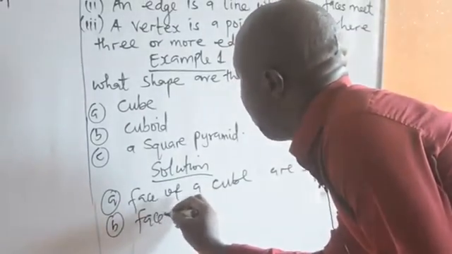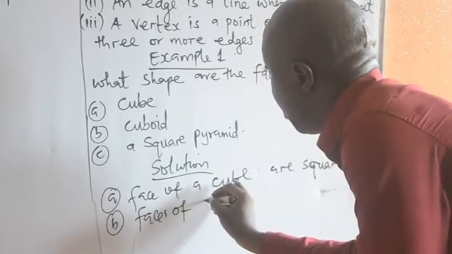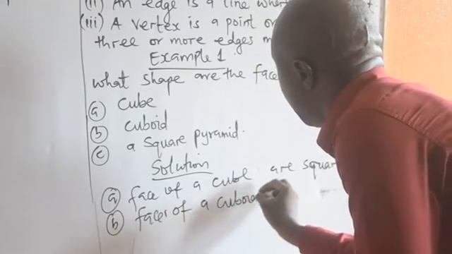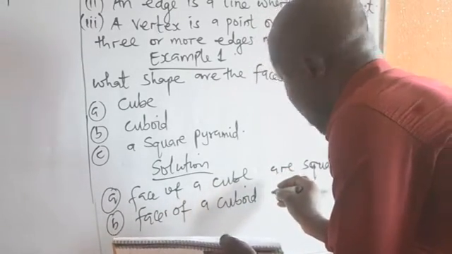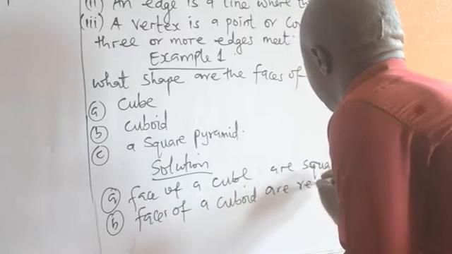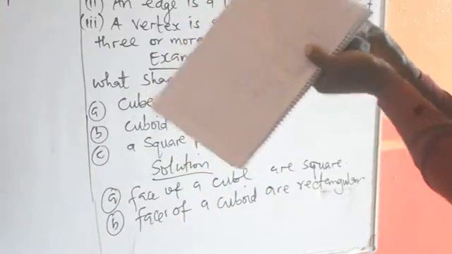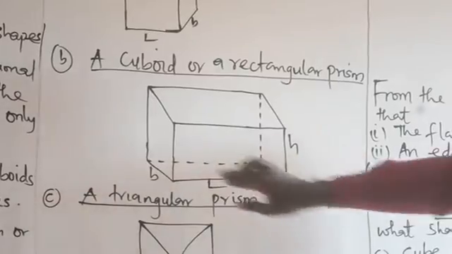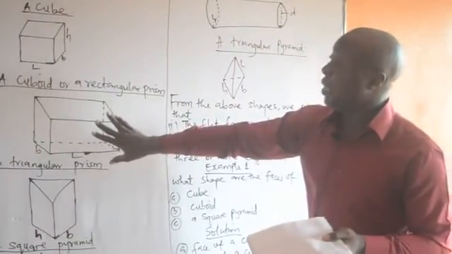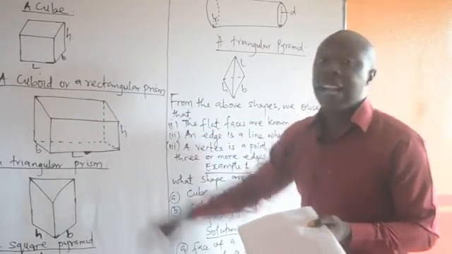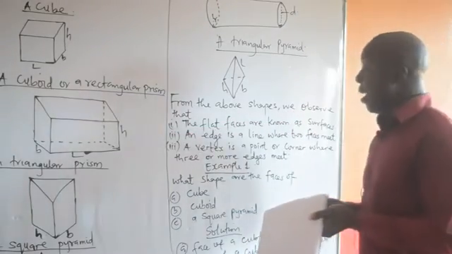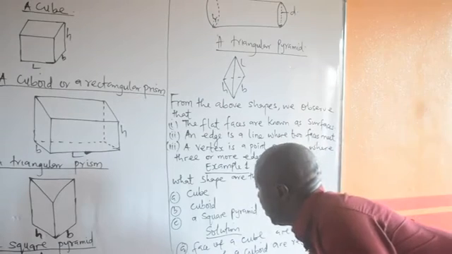B. Faces of a cuboid are rectangular. So when you look at the face of this cuboid, it has what? A rectangular shape. The face of this cuboid or rectangular prism is rectangular.